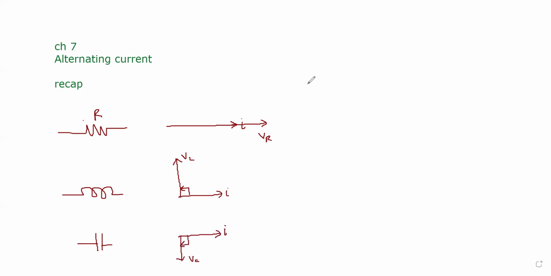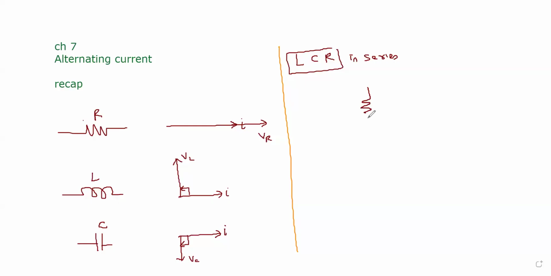So we are going to combine all three together. That is called LCR in series. What is L? L means inductor, C means capacitor, R is a resistor. LCR in series. So it is a resistor, it is an inductor, it is a capacitor. The voltage across the resistor is VR, the voltage across the inductor is VL, the voltage across the capacitor is VC.